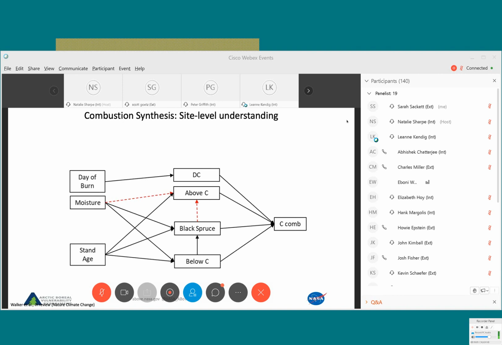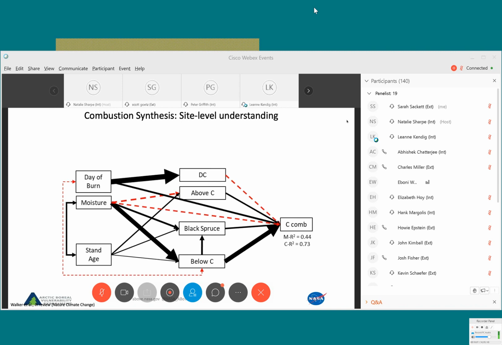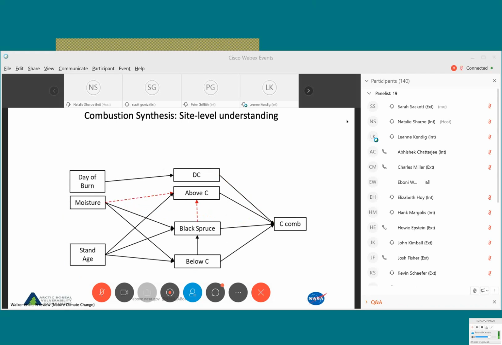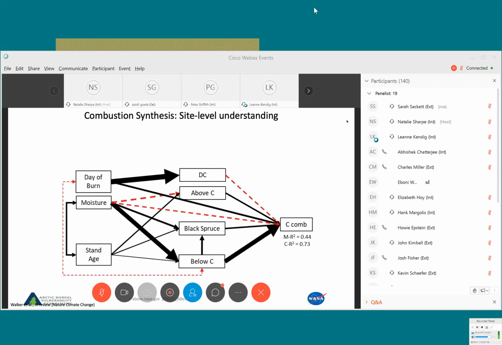If you flip to the next slide, please, that'll show the actual relationships coming out from the data. It's a bit messy. The thickness of the lines corresponds to the strength of the relationship, but the top-line result here is that if you look at the variables on the top there, day of burn going into DC, which is drought code.